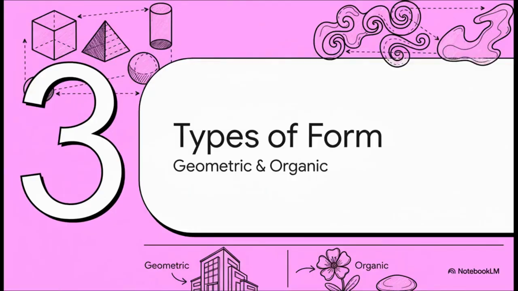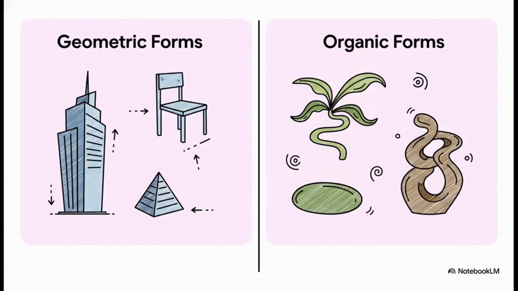All right, now that we've got a handle on what form is, we can break it down even further. You see, forms usually fall into two main categories. And I promise, once you know what to look for, you are going to start seeing them everywhere. So on one side, you have geometric forms. These are the regular, structured ones that often feel man-made. Designers use these when they want to create a feeling of order and stability. And on the flip side, you have organic forms. They're irregular, they're natural, they're fluid. These get used to bring in a sense of nature, comfort, or movement.